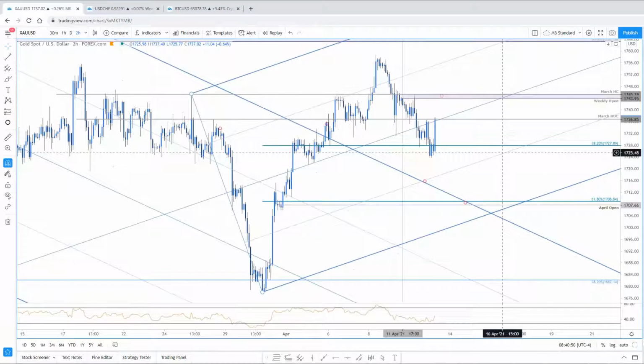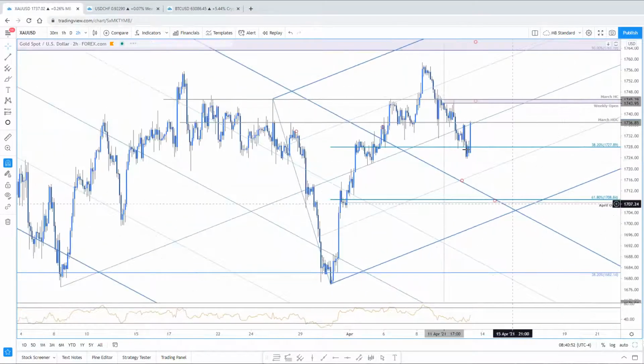What's so important about 1745, you ask? Well, it's the objective weekly open, 1744. It's the March high close and the swing highs that we made here on the 25th and the swing highs that we made here on April 6th. False breakout, we talked about that. Here's the deterioration.